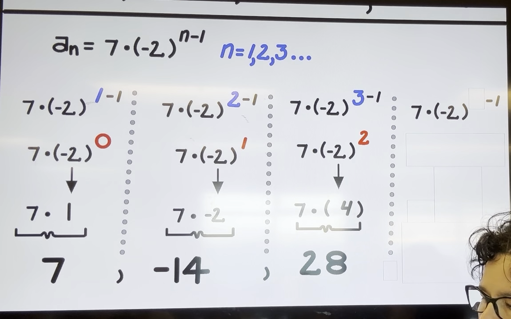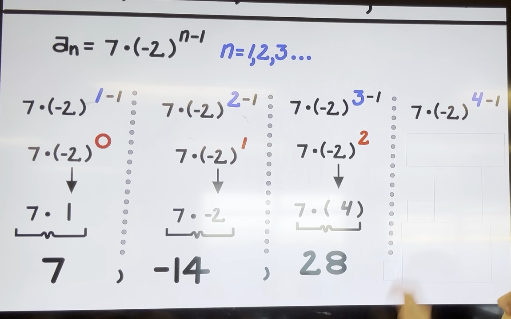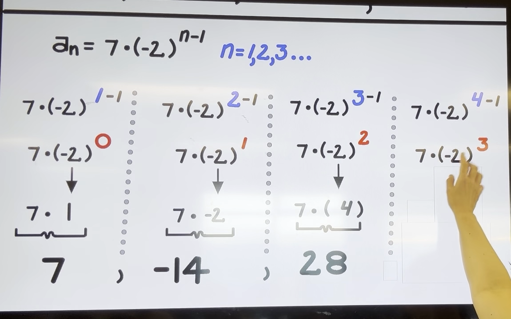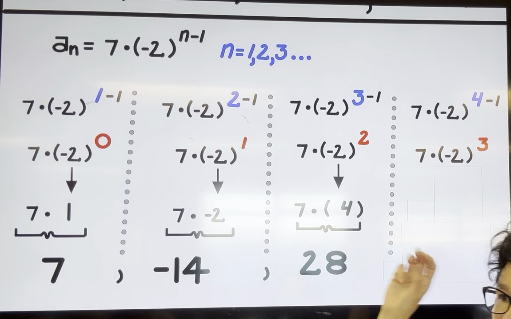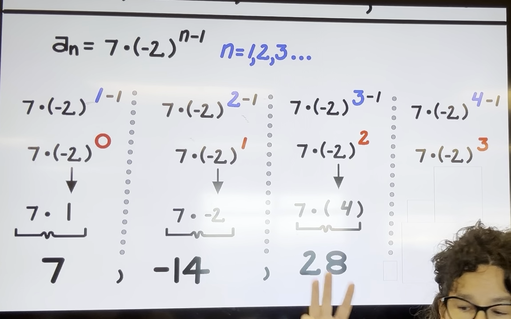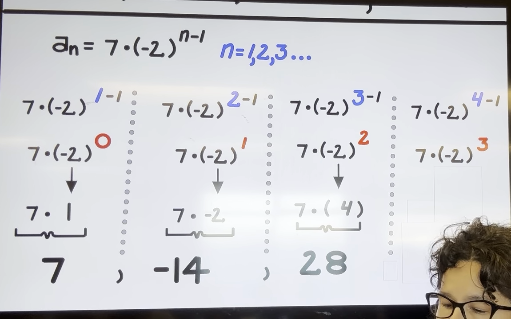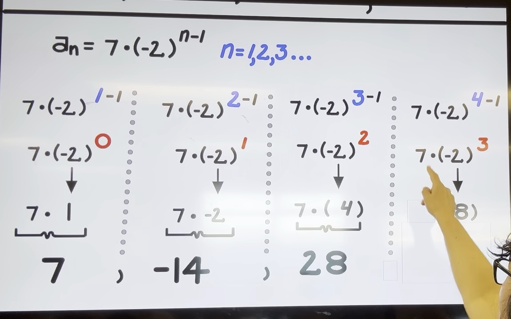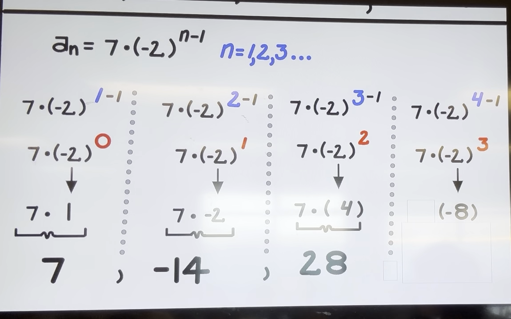Okay, last one, let's replace the n with 4 for the fourth one. 4 minus 1, my exponent is 3. This means exponents before multiplication, so negative 2 times negative 2 times negative 2. That's 3 negatives, odd amount, so my answer is negative. And 2 times 2 is 4, times 2 is 8. So this is negative 8. Bring down the times 7, and then a positive times a negative is a negative, and 7 times 8 is 56. So we have negative 56, and we've listed our four terms.